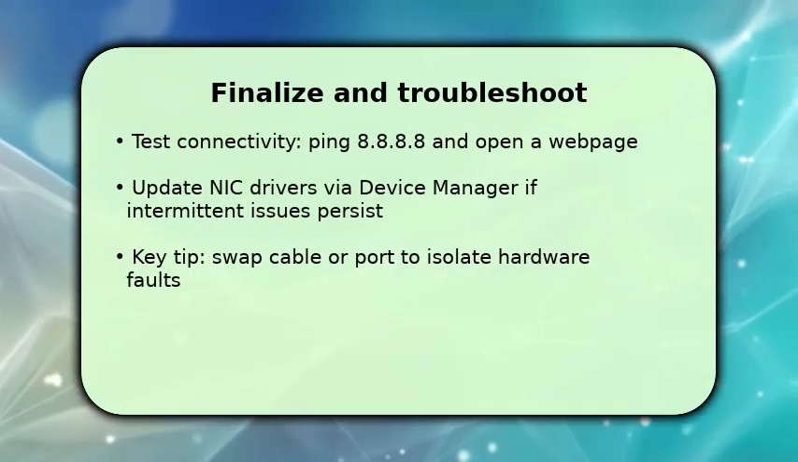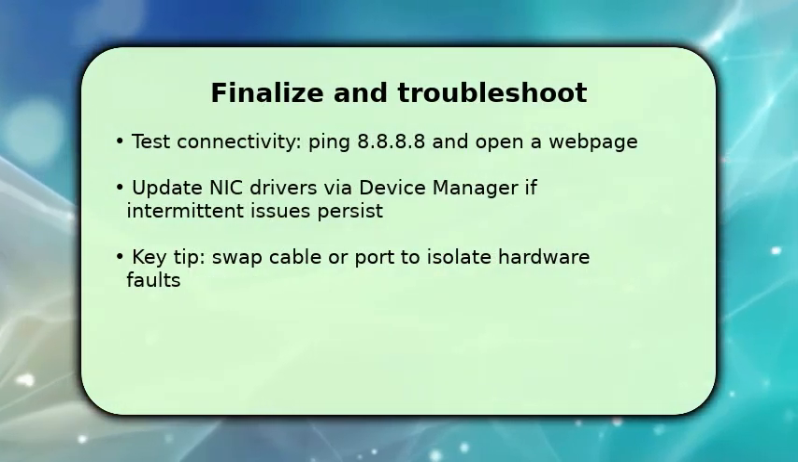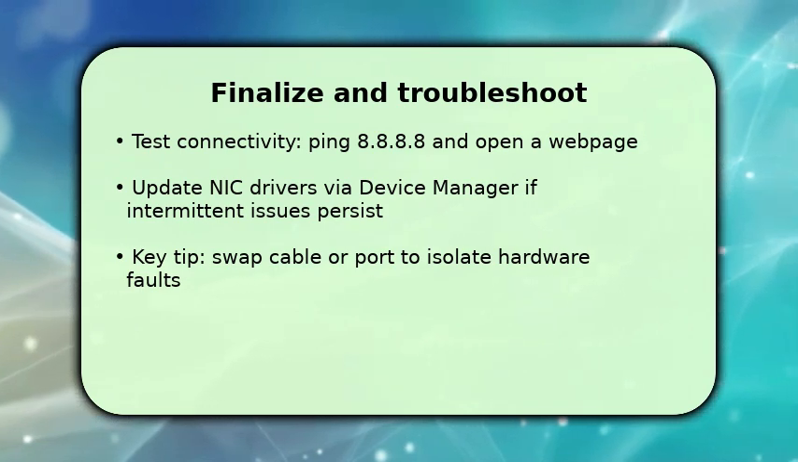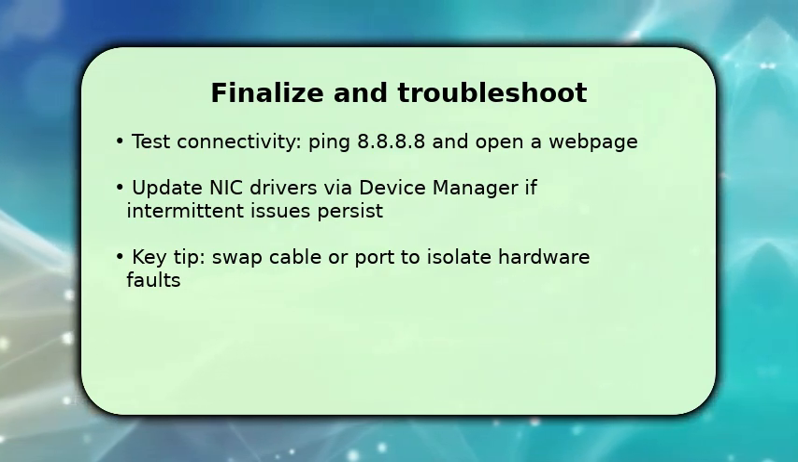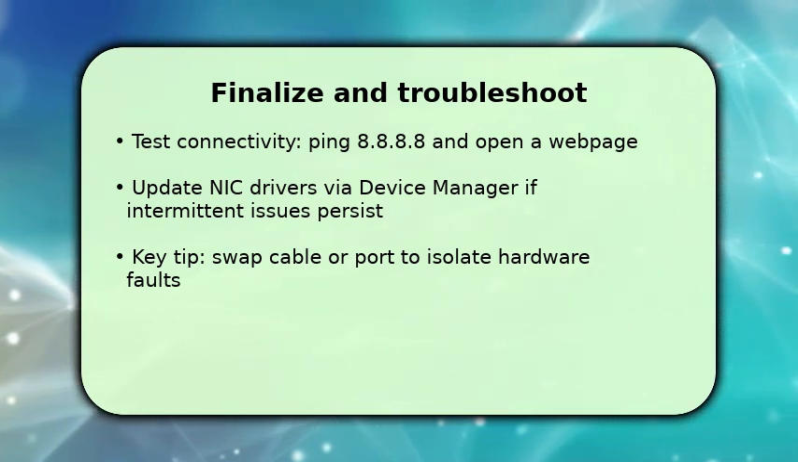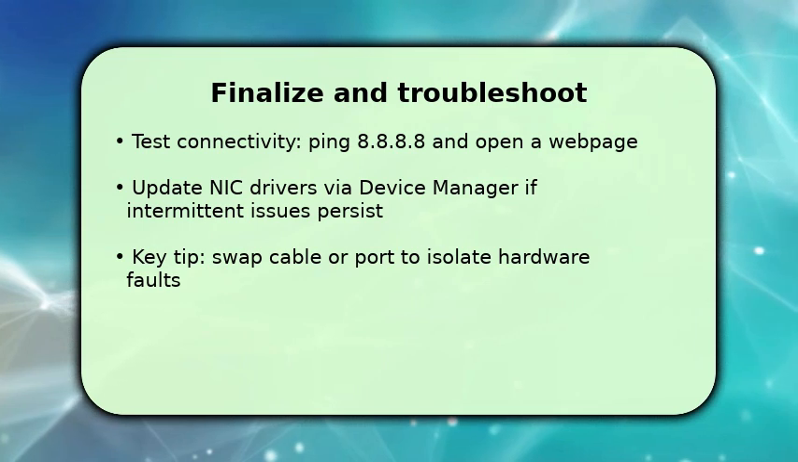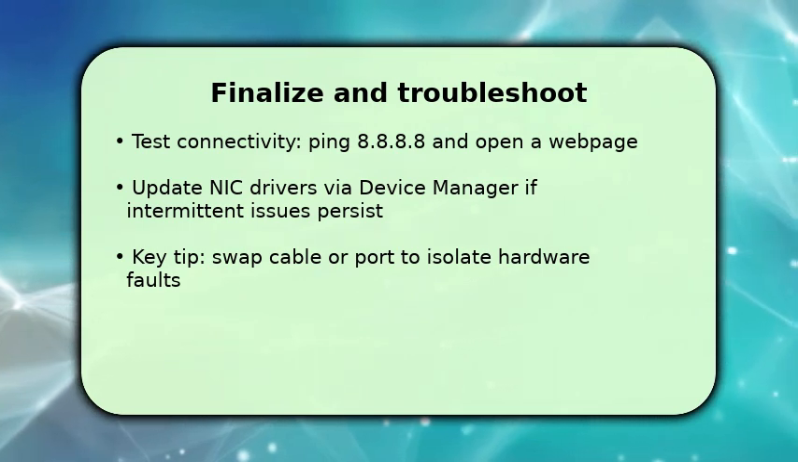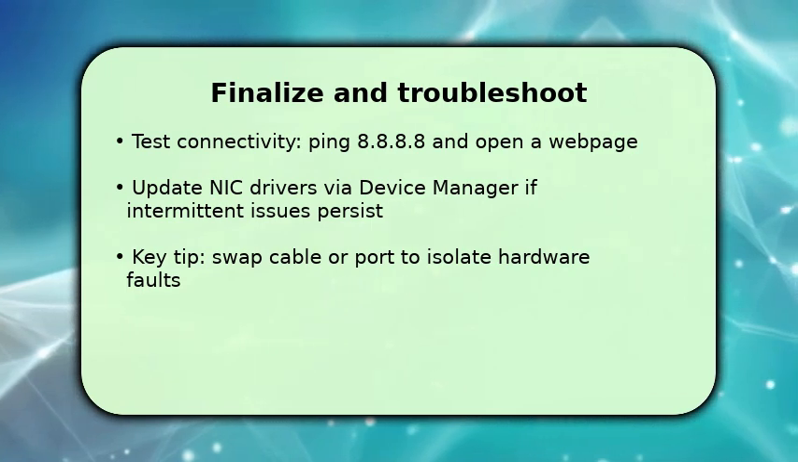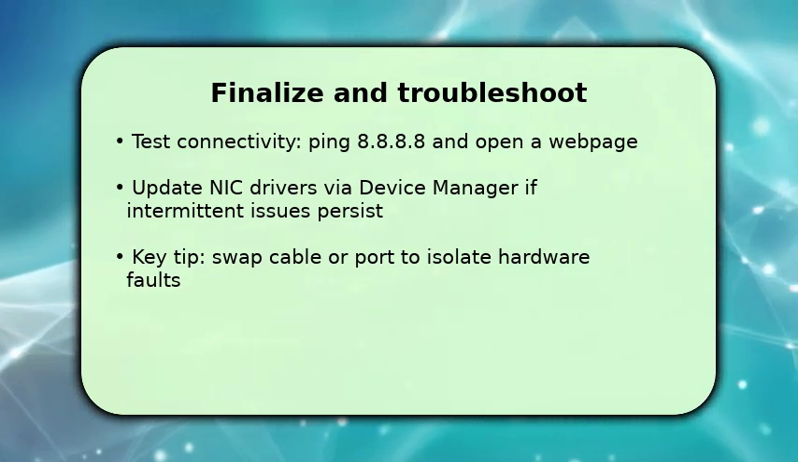Finish by confirming end-to-end connectivity and addressing common faults. Ping a public IP like 8.8.8.8 and open a website. Success means DNS is working. If intermittent or no connection persists, open Device Manager, uninstall or update the network adapter driver, then reboot. This resolves many Windows 11 driver conflicts.